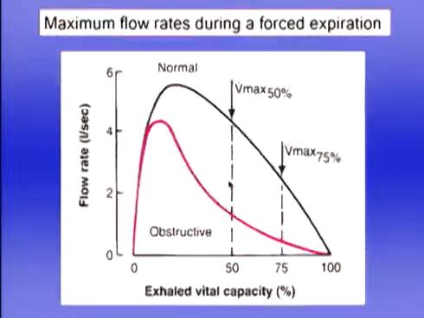And we can show this on this diagram here, where we're showing the flow rates during the exhaled vital capacity, the normal pattern here, the pattern in obstructive disease here, and you'll see we can calculate the maximal flow rate at different points in the expiration. For example, here we're looking at the maximum flow rate after 75% of the vital capacity has been exhaled, and now we're beginning to look at very small airways towards the end of the forced expiration.